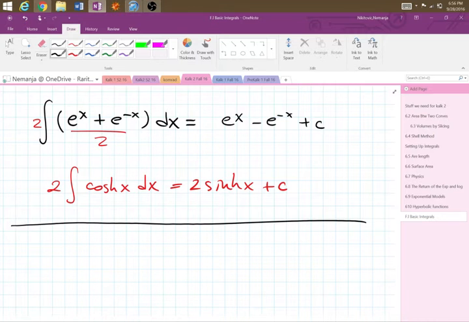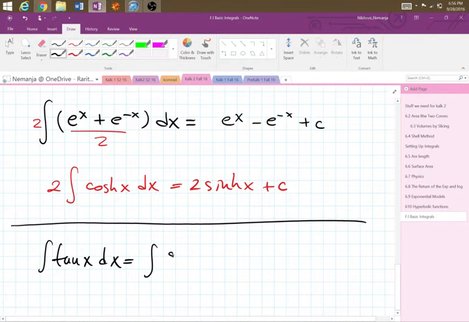What's the integral of tangent x? All right, do this one. Because you can. No coffee.